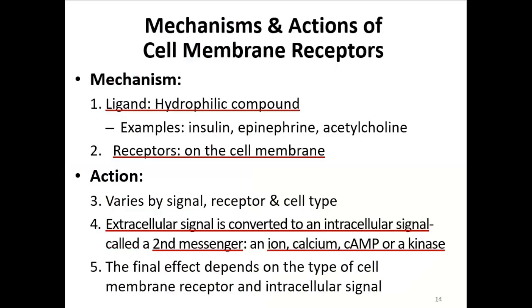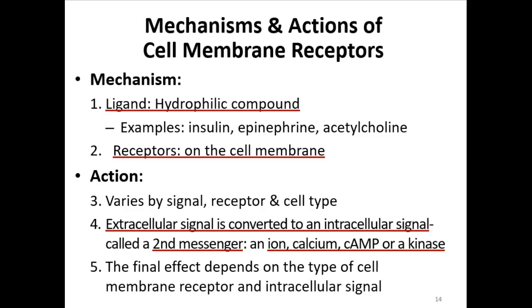Okay, so that was intracellular receptors. Now we're going to look at mechanisms or effects that happen when a ligand binds to a cell membrane receptor. Remember, this ligand will be hydrophilic. It can't cross the cell membrane, so it has to bind to a cell surface receptor. Some examples in your body include insulin, epinephrine, and acetylcholine. Lots of neurotransmitters also are hydrophilic.